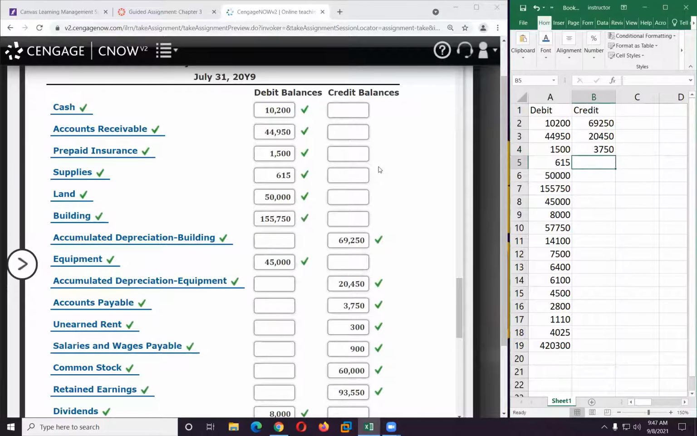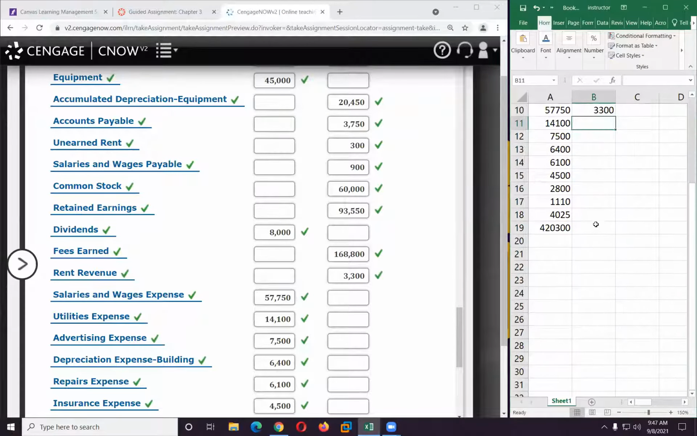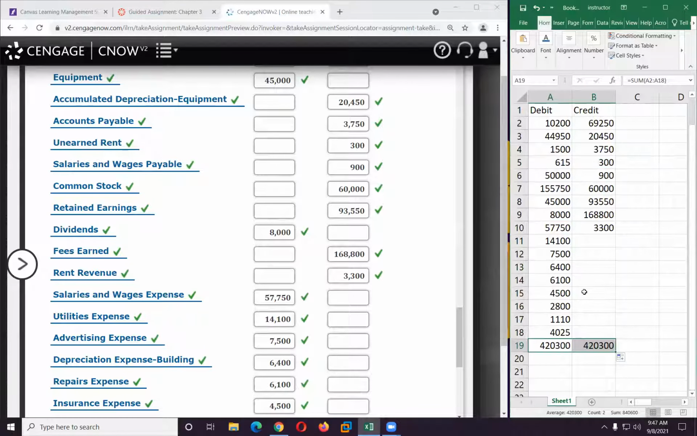One thing I like about using Excel for this is if you do make an error, you can go back and see everything you've entered, as opposed to with a calculator going, which one did I miss, right? So Excel's a nice tool if you can get used to it. Hey, it matches. That's a good sign.